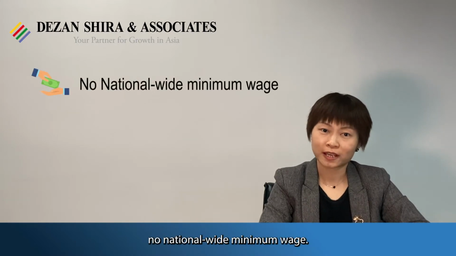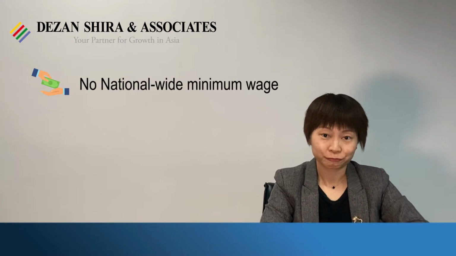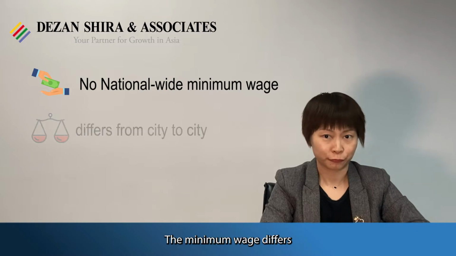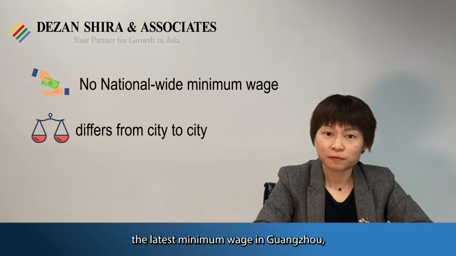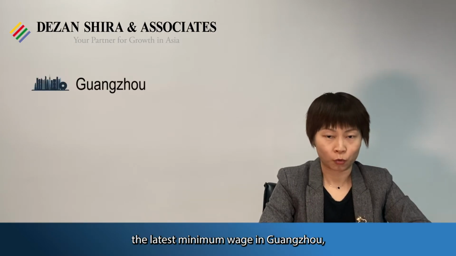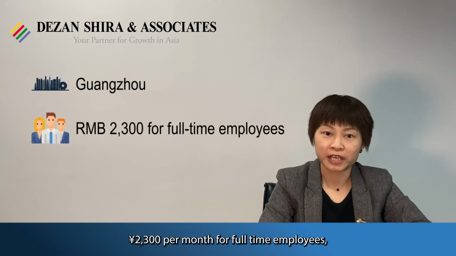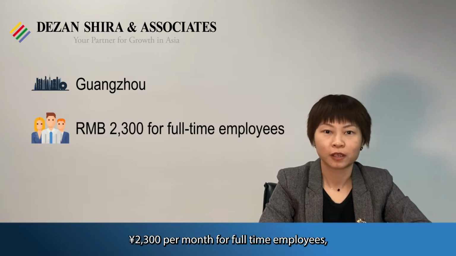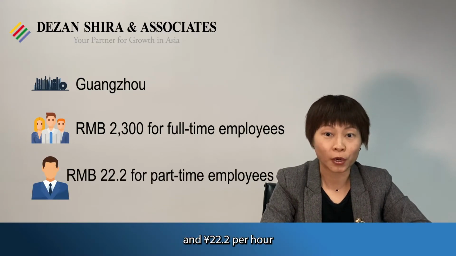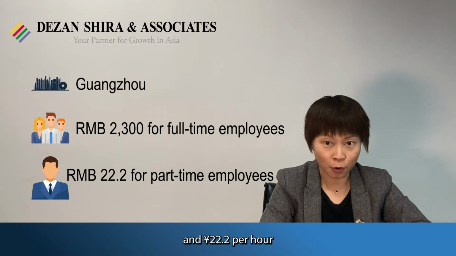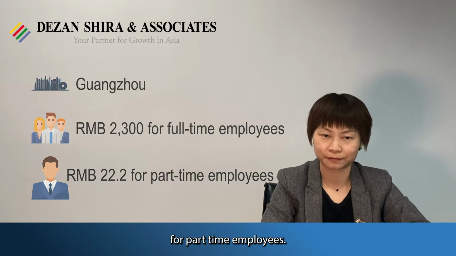There is no nationwide minimum wage. The minimum wage differs from city to city. For example, the latest minimum wage in Guangzhou, a city in Guangdong Province, South China, is RMB 2,300 yuan per month for full-time employees and RMB 22.2 yuan per hour for part-time employees.